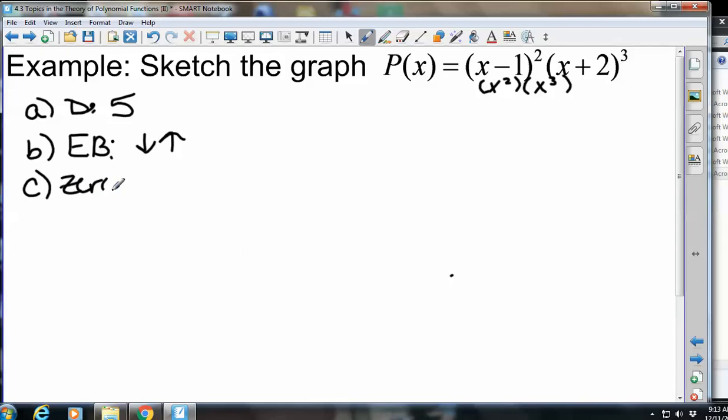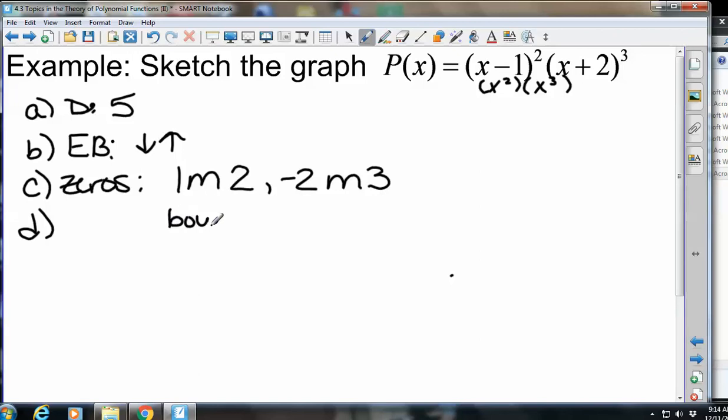What's the next step? Zeros. What makes x minus 1 equal 0? Positive 1. What do I need to put with that? Multiplicity 2 because of the square. Okay, what makes x plus 2 zero? Negative 2. What goes with that? Multiplicity 3. Okay. 1 has a multiplicity of 2.